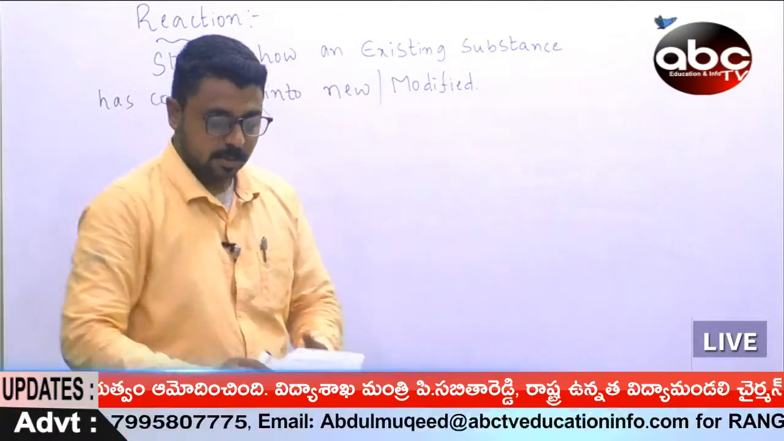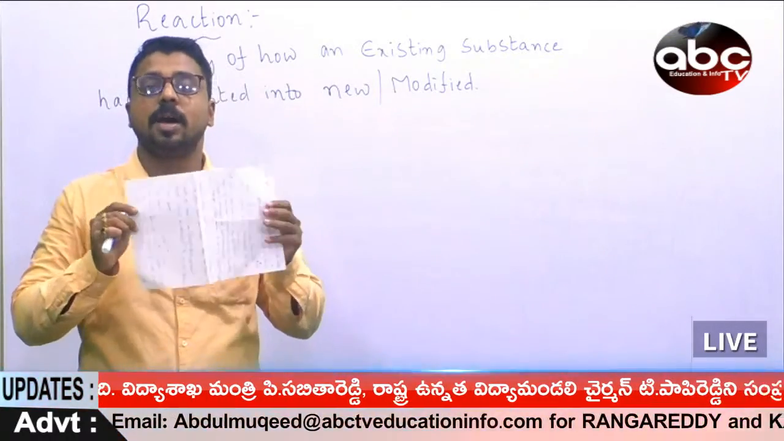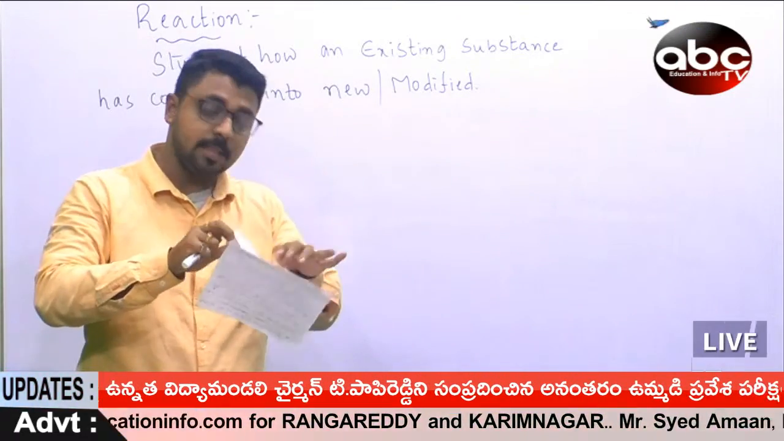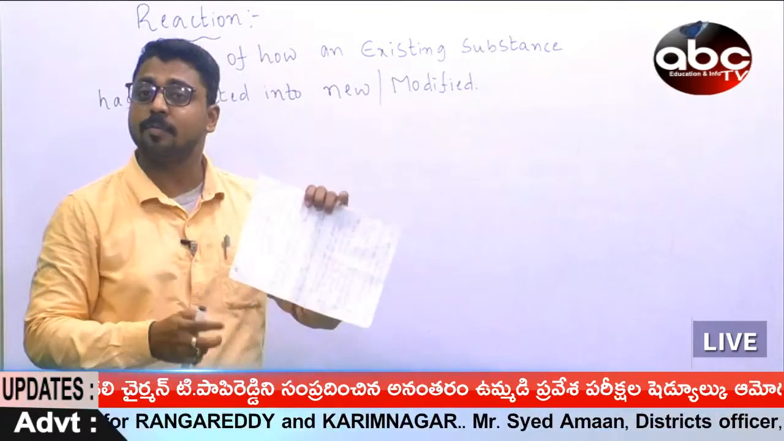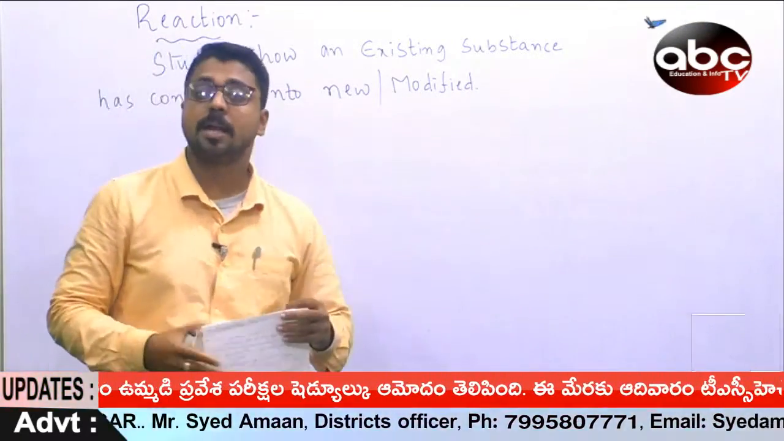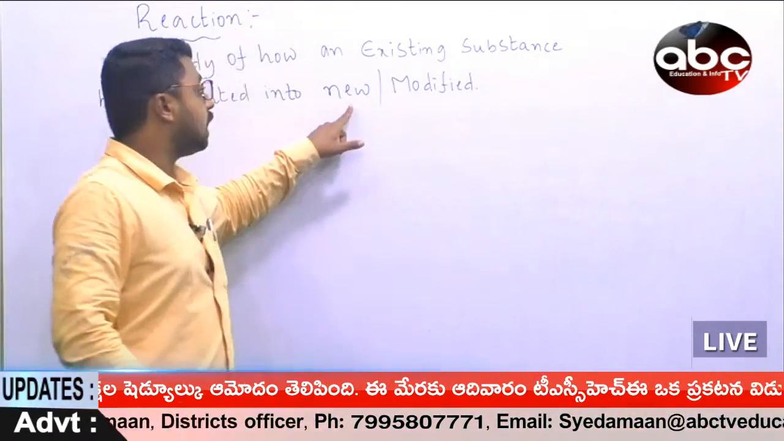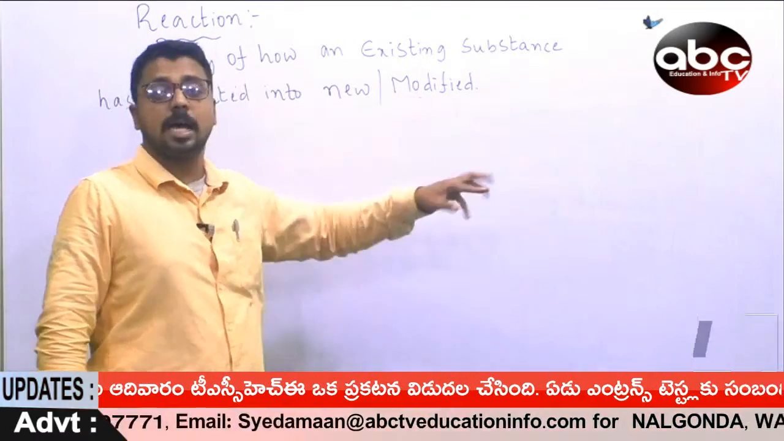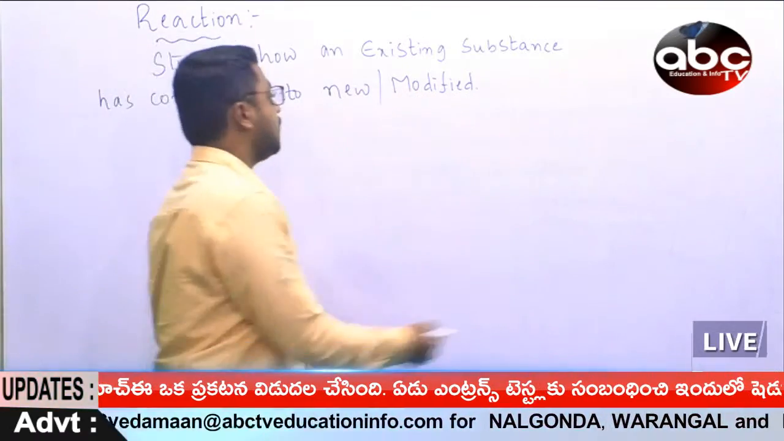If I fold this paper physically, I can bring it back again. But if I fire this paper, I cannot bring back the paper. So when a chemical change is applied, it obtains a new substance. When a physical change is applied, it obtains a modified substance. That is important here.